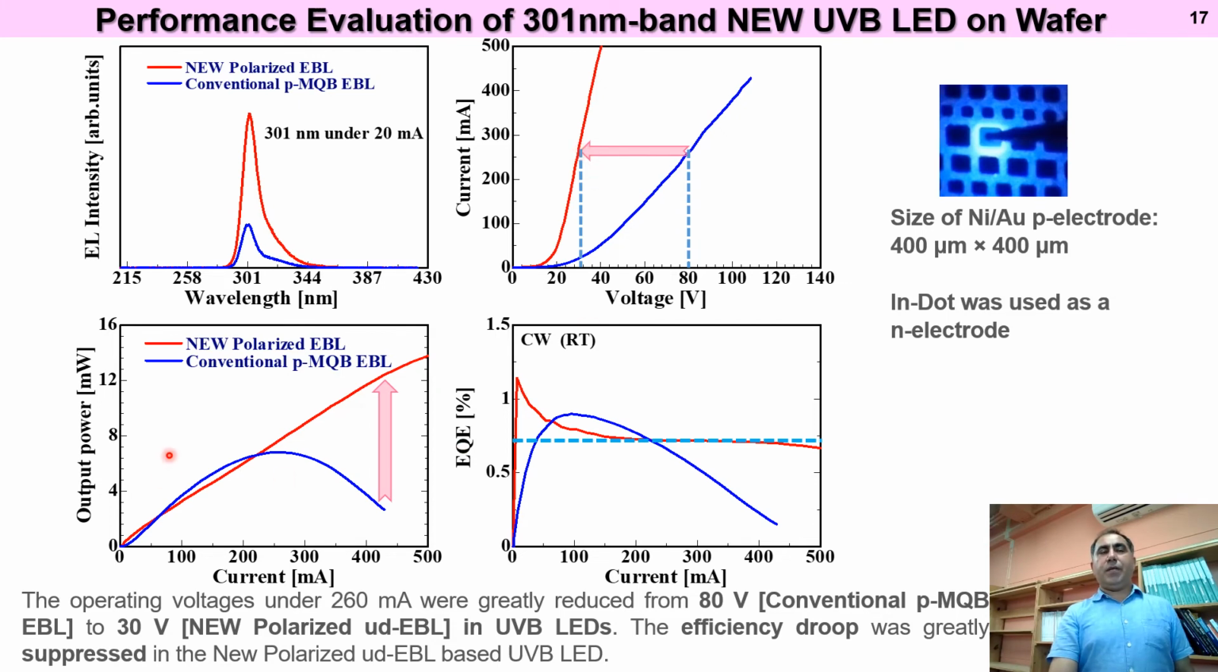Furthermore, the output power increased linearly, as shown here, compared with the conventional electron blocking. And very interestingly, there was no efficiency droop in the EQE, as you can see here. Of course, here it was a little higher, but this could be due to low-energy electrons in the quantum well. And a very low efficiency droop happened here.